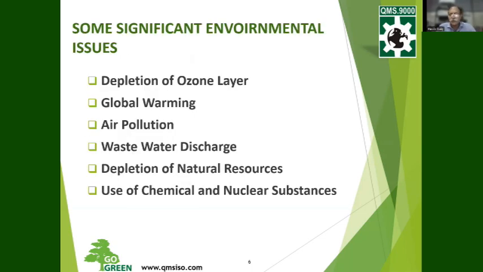Some significant environmental issues globally are depletion of ozone layer, global warming, air pollution, wastewater discharge, depletion of natural resources, use of chemicals and nuclear substances, or disposal of nuclear substances also, which is a very big issue these days. Who is the biggest polluter in the world? Anybody? America, by disposing of their nuclear wastes. They are creating, so as you see, there are climatic changes. This is the phenomena of global warming, that the ozone layer, which is from 15,000 feet to 35,000 feet. So that is a different phenomena. I'll not like to divert from my own subject. So this is the global issue.